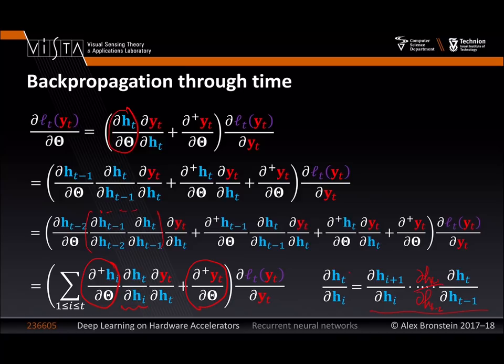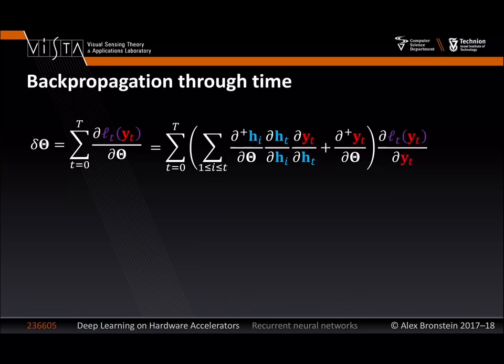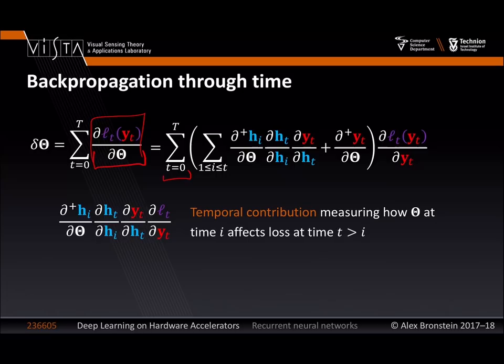If you followed me, then basically we can write the total expression. Remember, this was just one element in this sum. So I'm keeping this sum, t goes from 0 to capital T, and I'm substituting what we computed here. So it's another sum over these ugly expressions; well, not so ugly, but still. I can think of these as temporal contributions measuring how the parameters theta at time i affect the loss at time t, bigger than i. Specifically, the role of this Jacobian of ht over hi, which I'm multiplying multiple times, is that it transports information back in time from step t to step i. I'm summing these contributions.